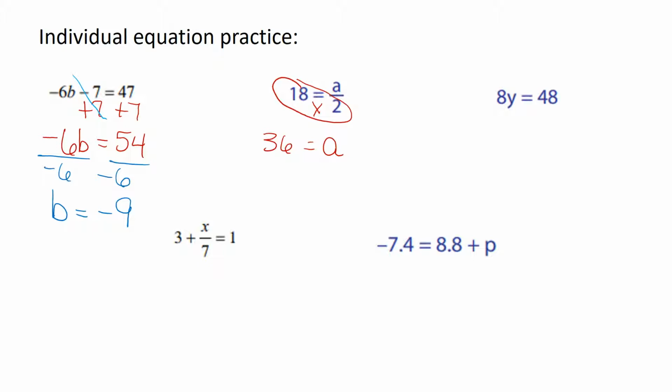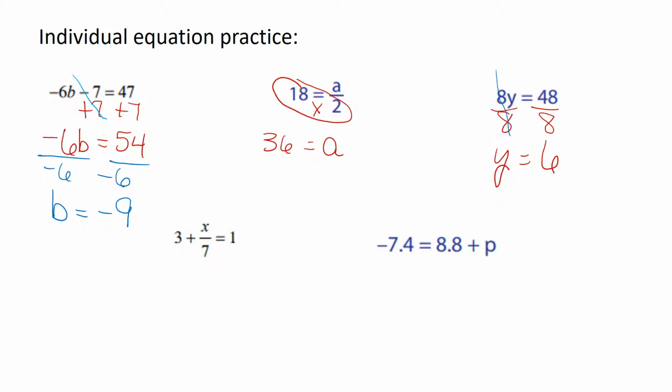The next problem is a multiplication problem. I'm trying to isolate the variable. The opposite of multiplication is division, so in order to get y by itself, I need to divide both sides by 8. When I do that, 8 divided by 8 will give me 1, or it'll cancel out. You can just have y. So I have y equals, and 48 divided by 8 is 6.